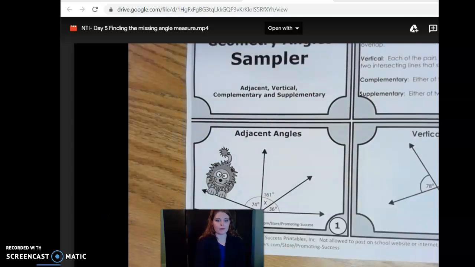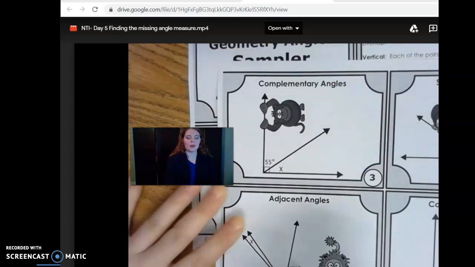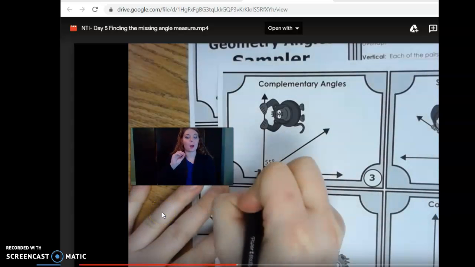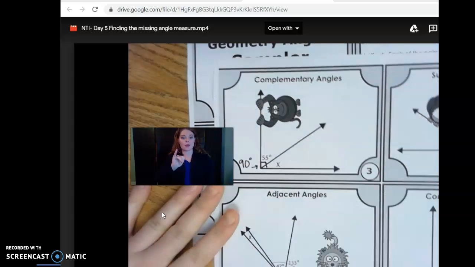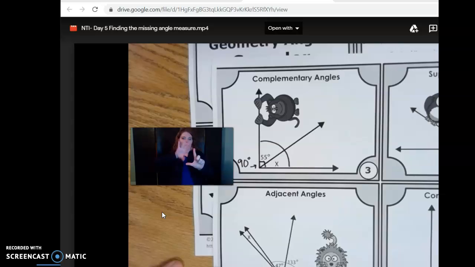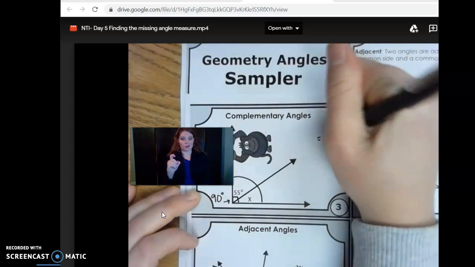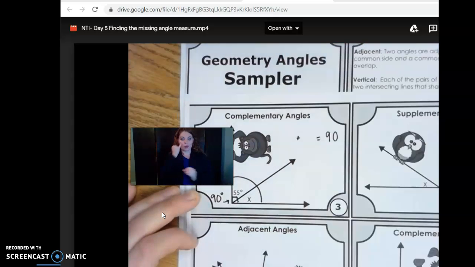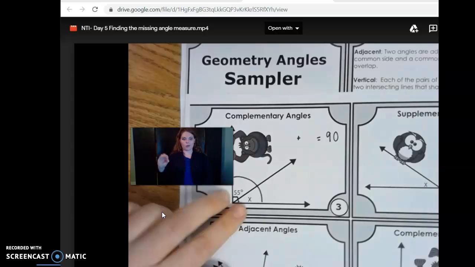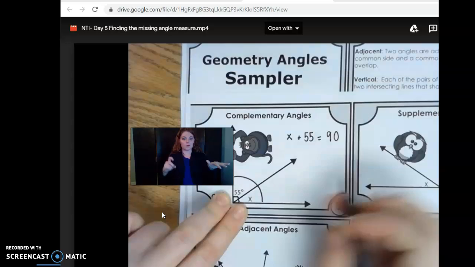Let's take a look at complementary angles. Now, remember that this box means that this whole angle is 90 degrees. So this entire portion will add up to 90. We have to set up the equation to solve for x. We know both of these angles, when added, give us 90. So I'm going to take 55 and x and add them to get 90.